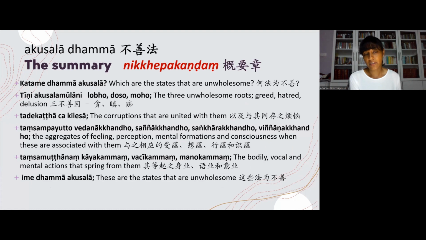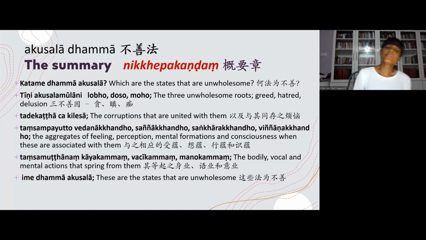Aṭṭhakatha kilesa. The corruptions that are united with them. The word Aṭṭhakatha means united. Kilesa means corruptions. Taṃ sampayutto, Vedanakkhando, Saññakkhando, Saṅkhārakkhando, Viññānakkkhando. The aggregates of feeling, perception, mental formation, and consciousness, when these are associated with them. Taṃ samuttānaṃ kāya kammaṃ, vaci kammaṃ, mano kammaṃ. The bodily, vocal, and mental actions that spring from them. Ime dhamma akusala. These are the states that are unwholesome.